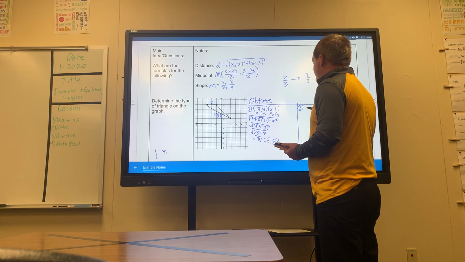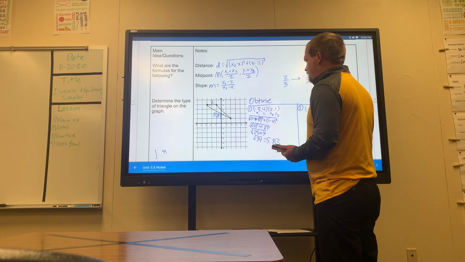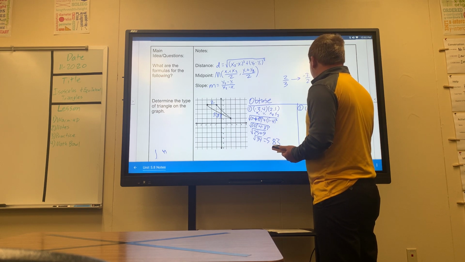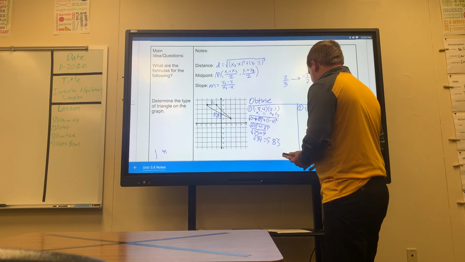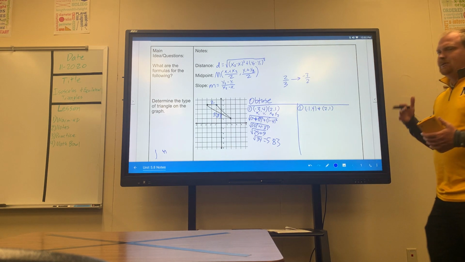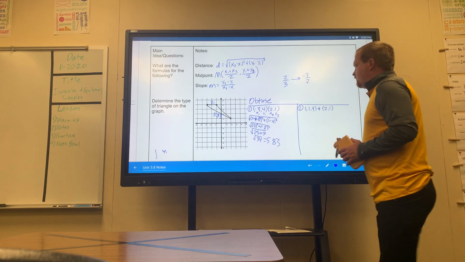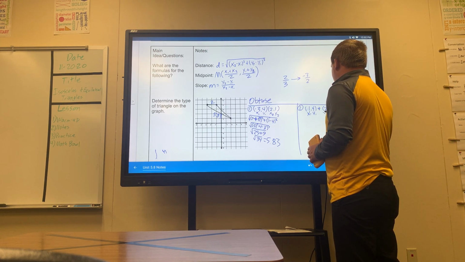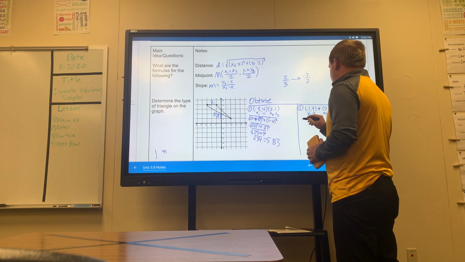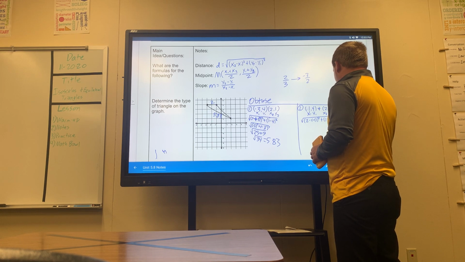So my second length is going to be negative 1, 4, and 2, 1. So I want to be able to find those lengths. But again, using the distance formula, x1, y1, x2, y2. So I'm going to say 2 minus negative 1 squared plus 1 minus 4 squared.